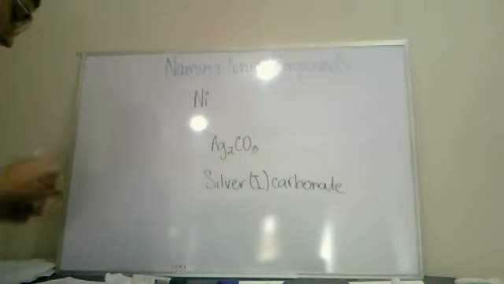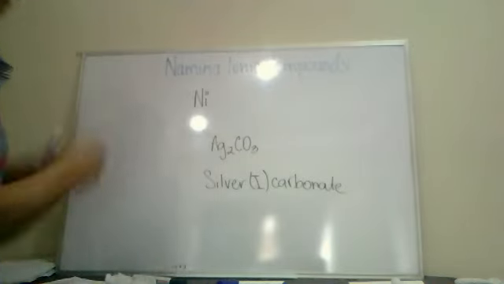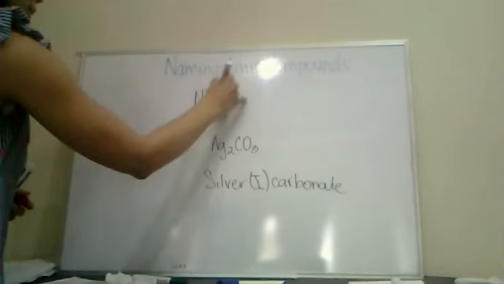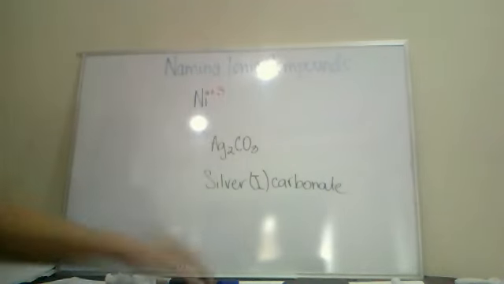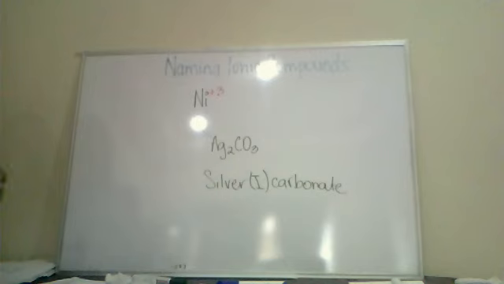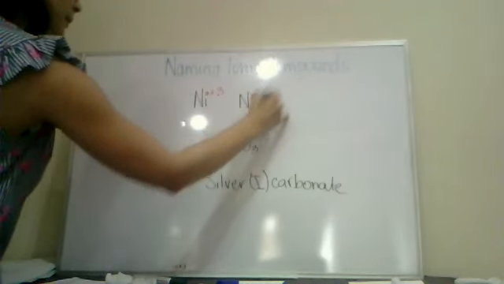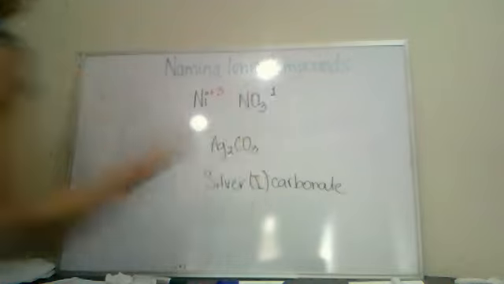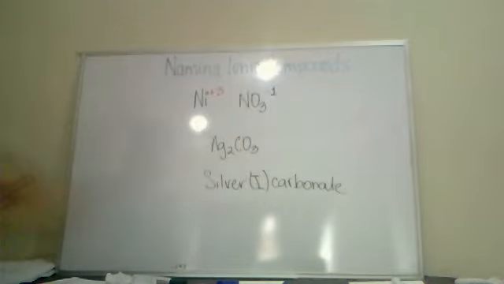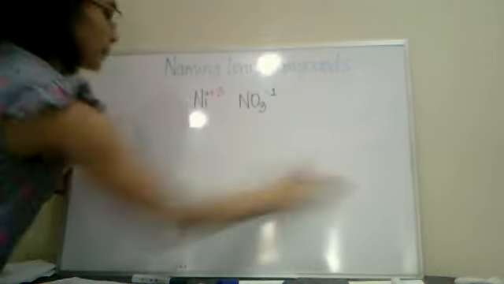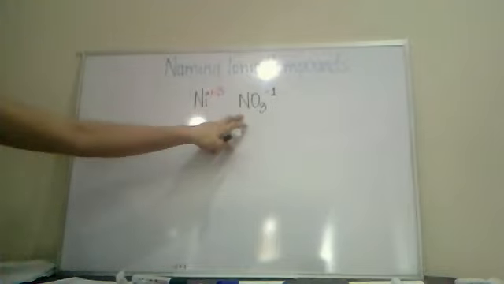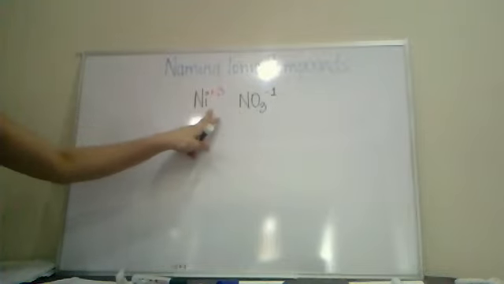We're going to use another transition metal. In this example, we're going to use nickel, with a charge of +3, and we're going to combine it with nitrate, which has a charge of -1. Okay, pay attention to this one because it's a polyatomic ion and a transition metal.